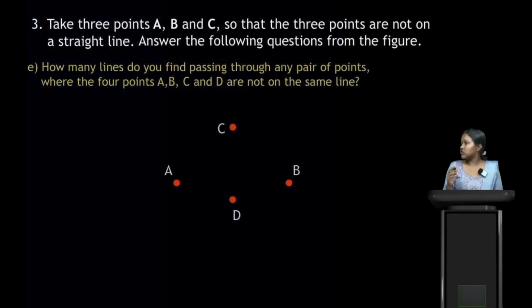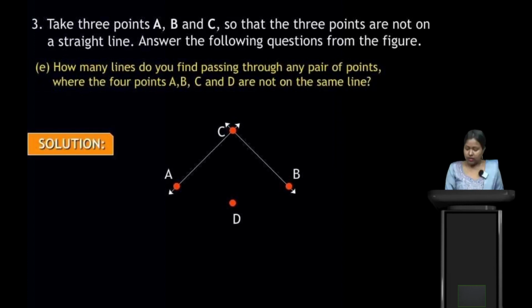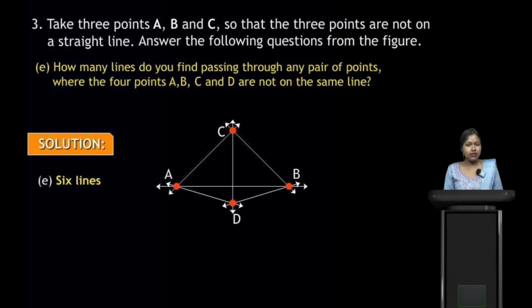Okay, now the next question. How many lines do you find passing through any pair of points where the 4 points A, B, C, D are not on the same line? Let's try. It's very interesting, right? Okay, the solution would be what? Here you can see one line is AC, another one is BC. Again, one line is AD, another one is DB. Okay, now the next 2 pairs we got. One is CD, another one is AB. So here in total 6 lines are possible.